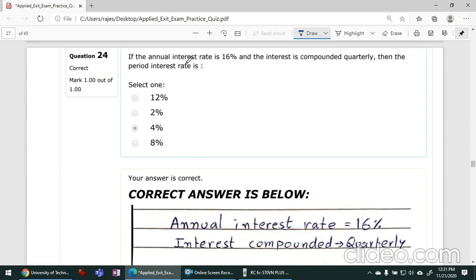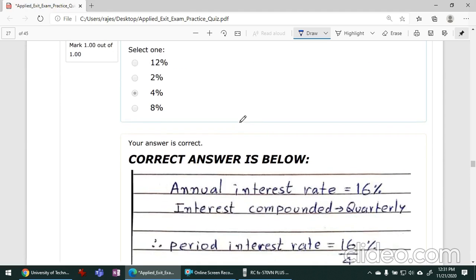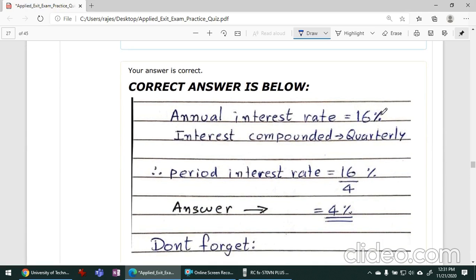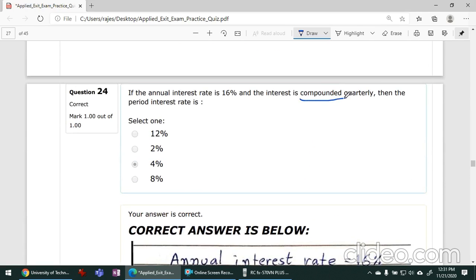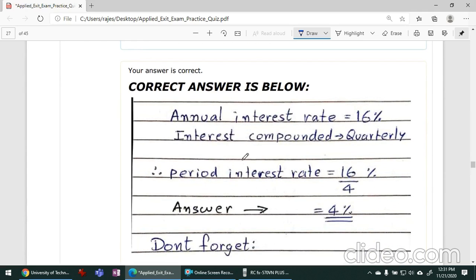If the annual interest rate is 16% and the interest is compounded quarterly, then the period interest rate is, this is a very important question. Annual interest rate is 16%. Interest is compounded quarterly, it is written here. Then what you have to do is, period interest rate is just simple. Quarterly means you have to divide by 4. So 16 divided by 4, answer is 4%.